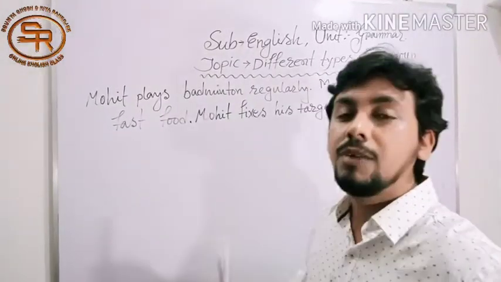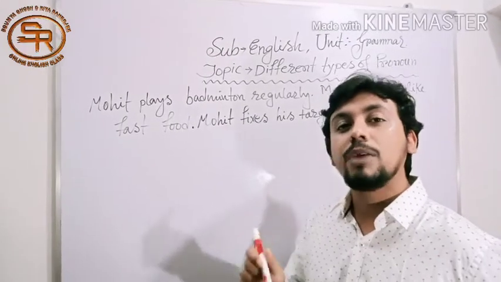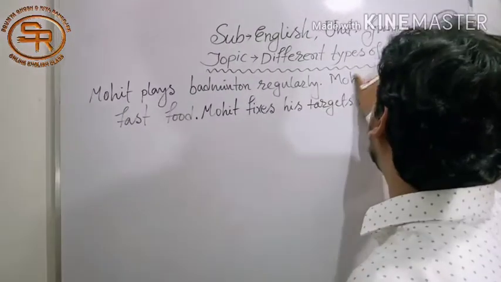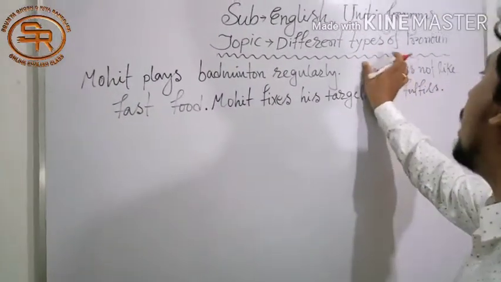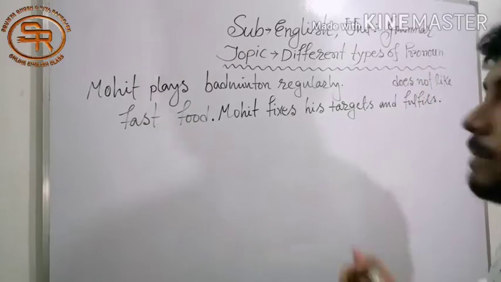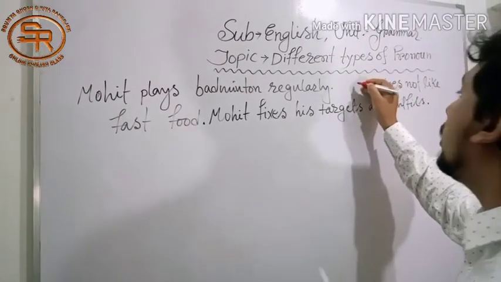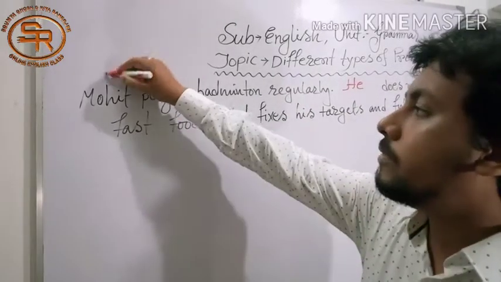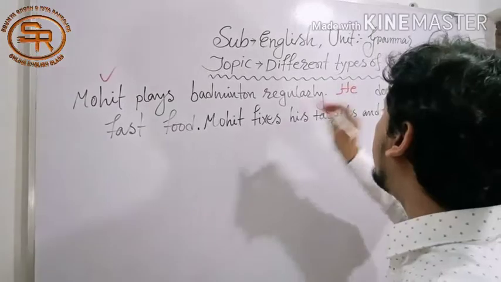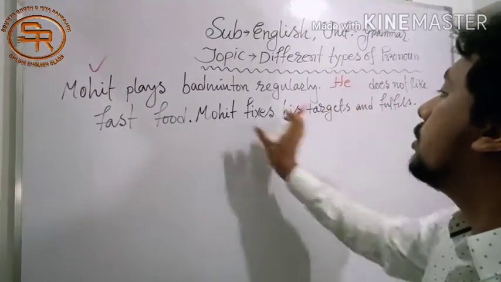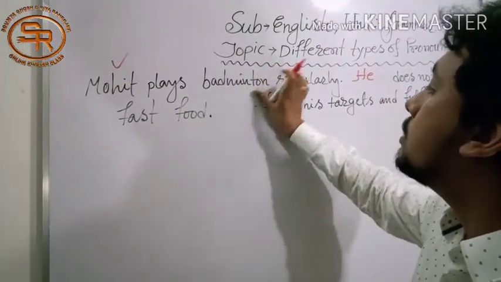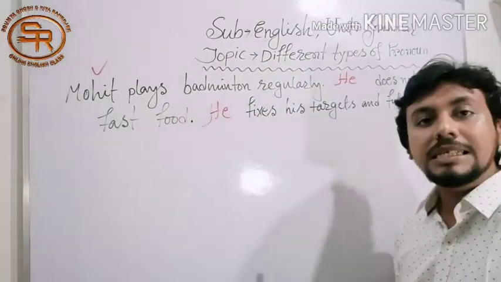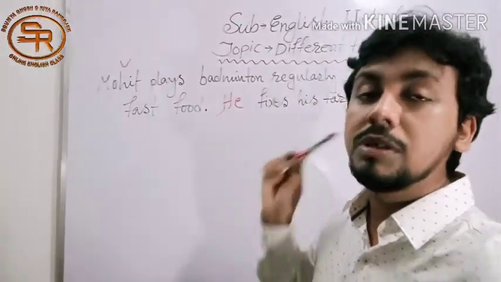We have to keep in mind why we should use the pronoun. We use the pronoun to reduce the use of noun, or the proper noun, any noun. So for Mohit, we can use he. The first time, that is a noun, and the second time and third time we should use the pronoun, and I'm using he for Mohit. So this is actually the use of pronoun to replace the noun.